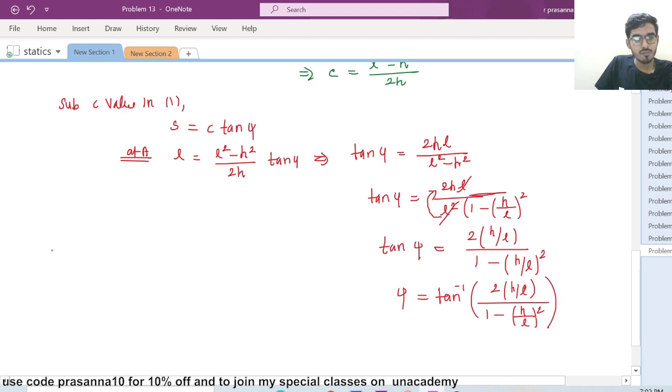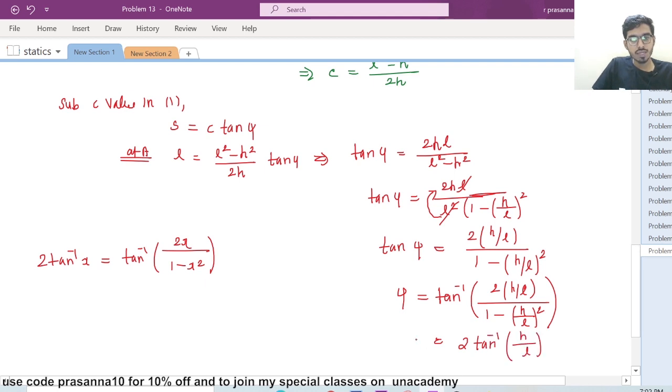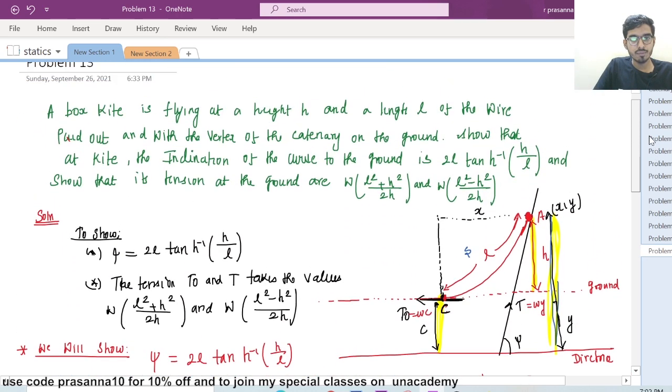So we know, I'm going to write the formula, that 2 times tan inverse of x, right? 2 times tan inverse of x is tan inverse of 2x divided by 1 minus x square. This is the basic inverse trigonometric formula. So you can see tan inverse of 2x divided by 1 minus x square is this is what? 2 times tan inverse of x. So here x is H by L, right? So we have psi to be equal to 2 times tan inverse of H by L. This is what we need to show, right?